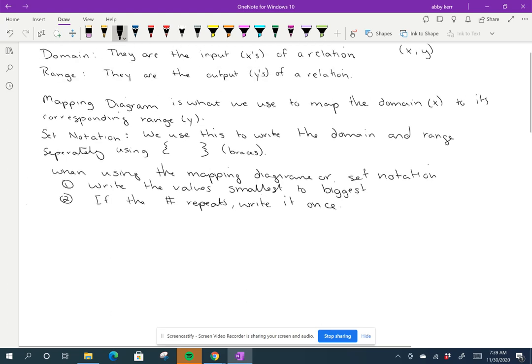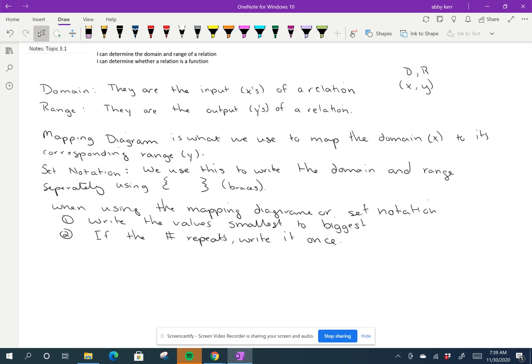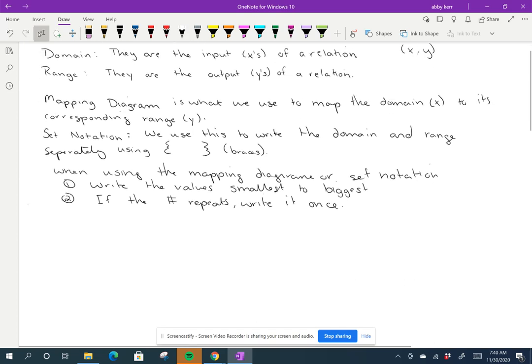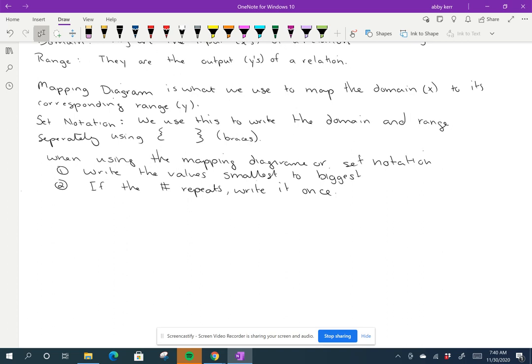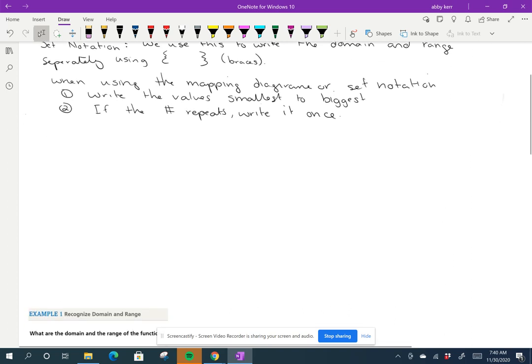Now, let's discuss real quick. Domain, once again, is the input, or the x's. The range is the output, or the y's. Mapping diagram is what we use to map the domains to its corresponding range. Set notation is when we have to separately write them. So we usually write the domain and then the range separately using the braces. When you write the mapping diagram or set notation, you've got to follow these two rules. You want to write the values smallest to biggest, and if a number repeats, you write it once.